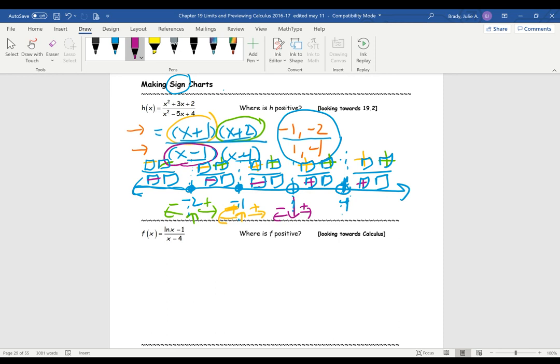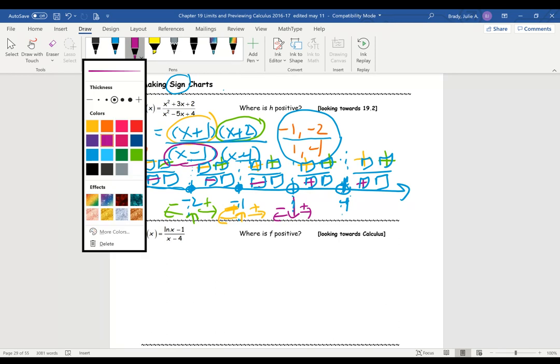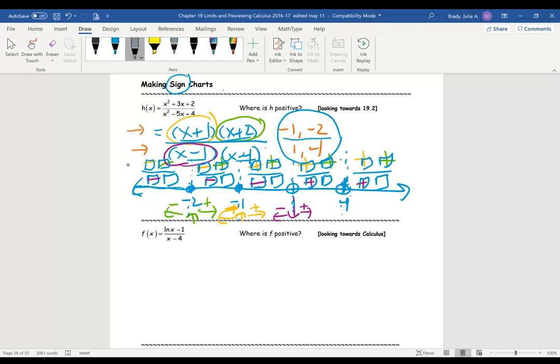Let's grab a color for the last one. I don't know what color we used. Let's do gray. That was for this factor, at 4. Again, when we get bigger, we get a plus. When we get smaller, we get negative. So plus, and then minus, minus, minus, minus.